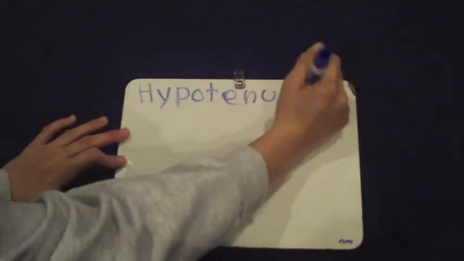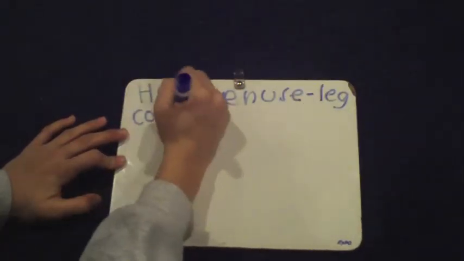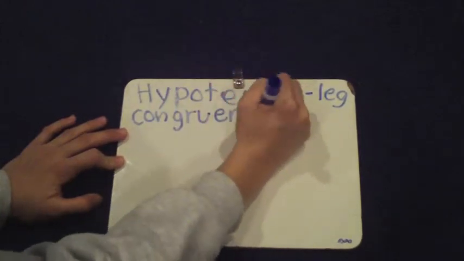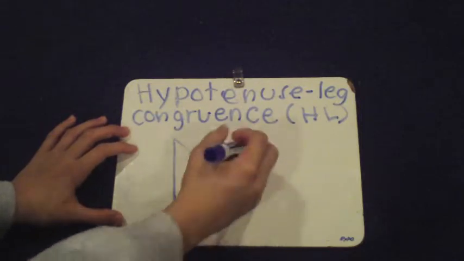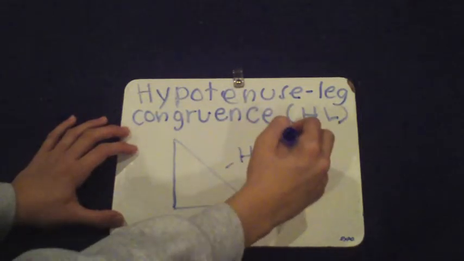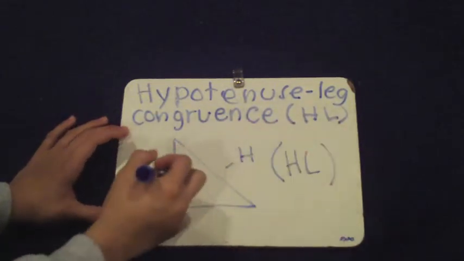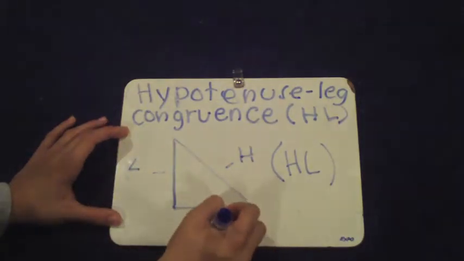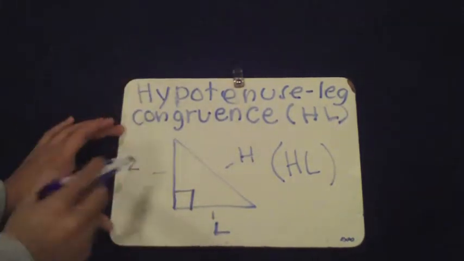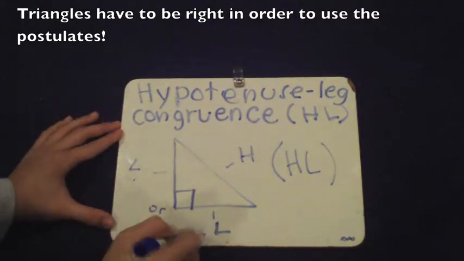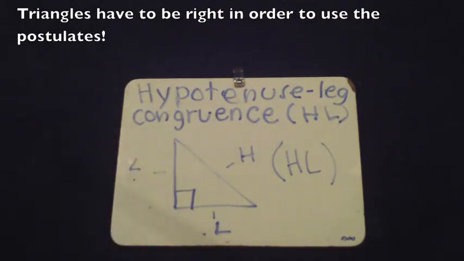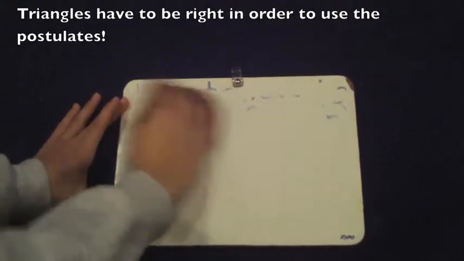Our next postulate is hypotenuse leg congruence, HL. If the hypotenuse of both triangles are congruent and one of the legs of both triangles are congruent to each other, then you have 2 congruent right triangles. Remember, you can only use these postulates if both the triangles are right. So you have to prove that the triangles are right to use these postulates.